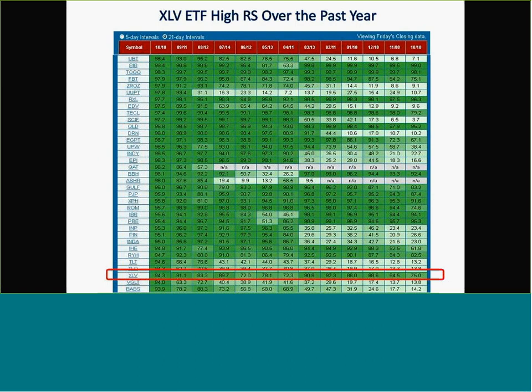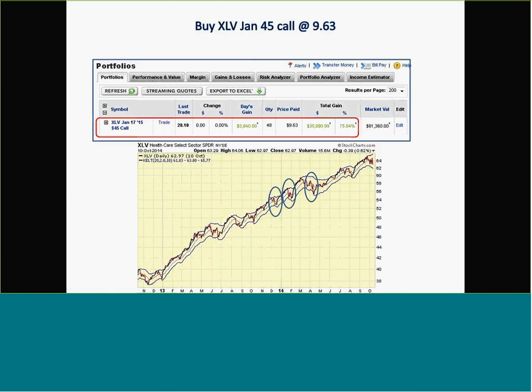XLV, 94% relative strength, and this just shows I own 48 contracts of the January 45 call, and I use the Keltner channels to leg into my position. Bought some here, bought some here, bought some here, and the Keltner channels helped me find a low-risk entry for the XLV.